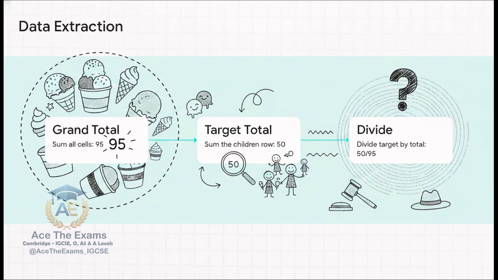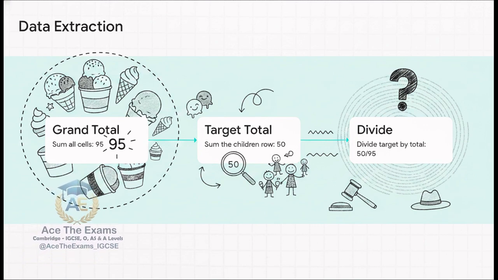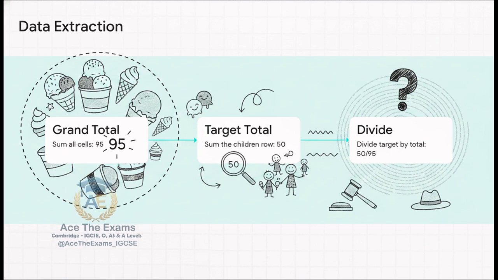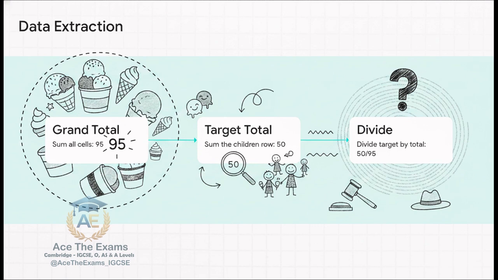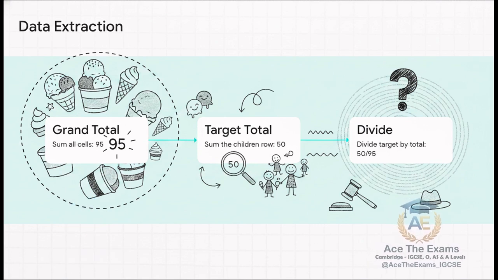Now the question asks, what is the probability that a random buyer is a child? We isolate our target numerator from the child row. We sum the children row. 8 plus 14 plus 28 equals 50. So we divide our target by our total, 50 over 95. But are we done? Absolutely not. Leaving it like this is like leaving your fingerprints at the crime scene.